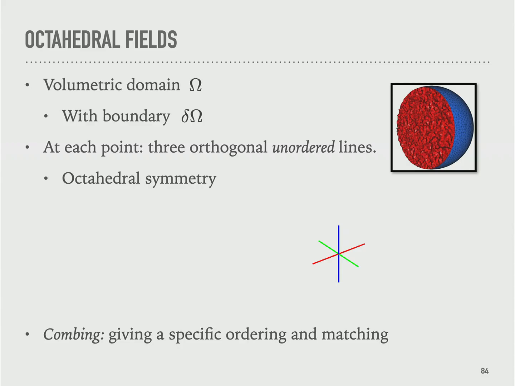How does it work in 3D? Okay? You have a volumetric domain with a boundary omega. At each point, you have 3 orthogonal kind of auto-order lines, so it's a 3D cross. It has what we call octahedral symmetry. Octahedral symmetry is because if you connect those dots, you get an octahedron. Okay? And you can flip it in all 3 directions, and it has this symmetry.